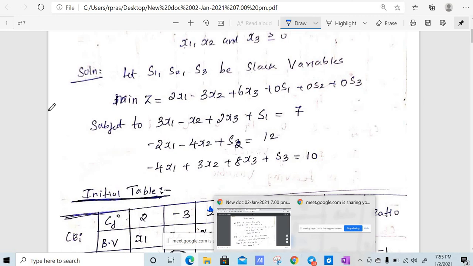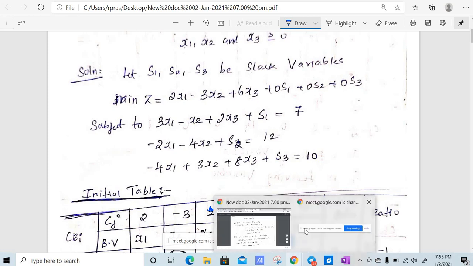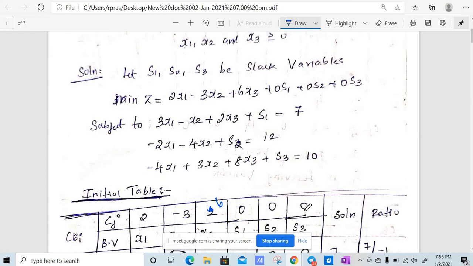So just practice all problems on assignment, transportation, LPP using the graphical method, LPP using the simplex method, LPP using the big M method. The only thing is you need practice. If you don't practice lots of problems, it will take so much time.